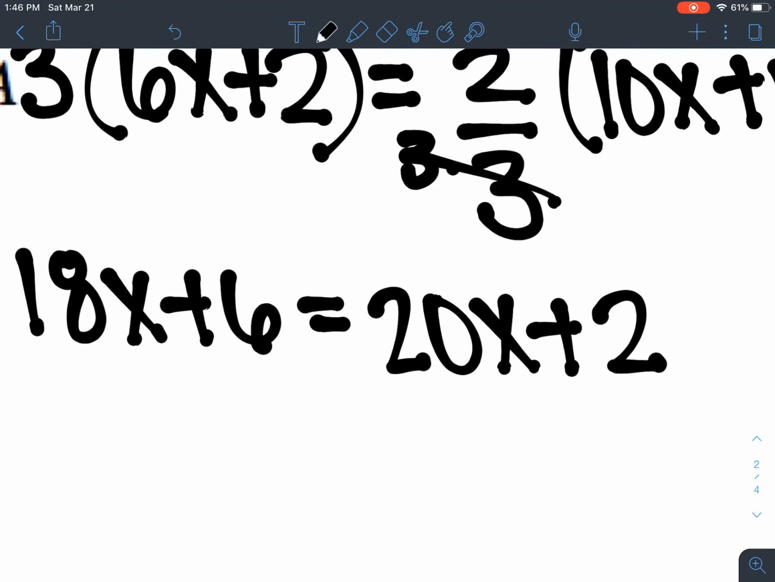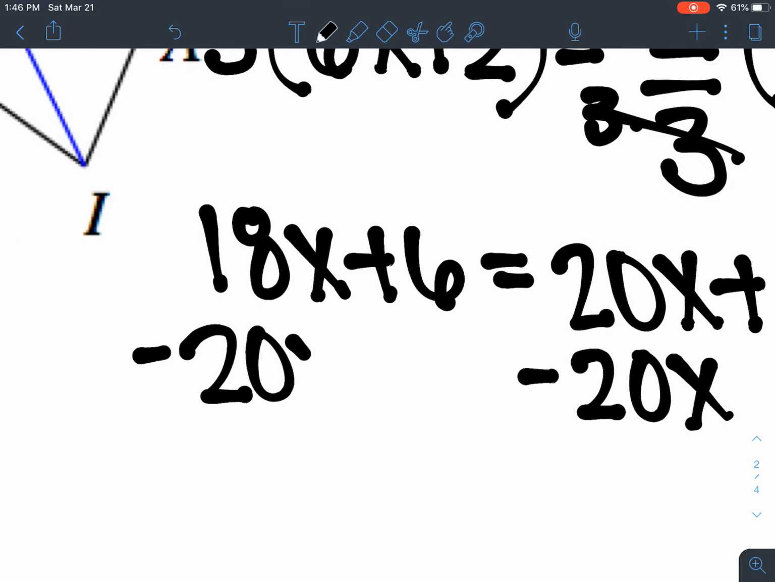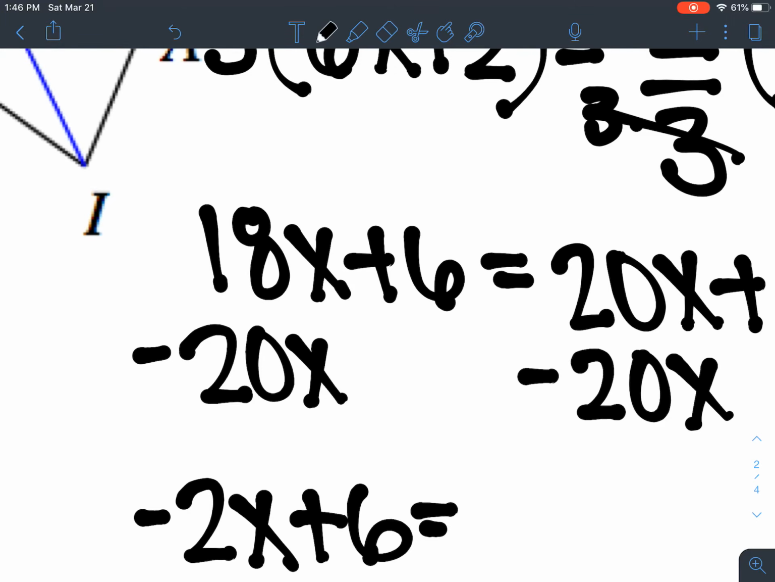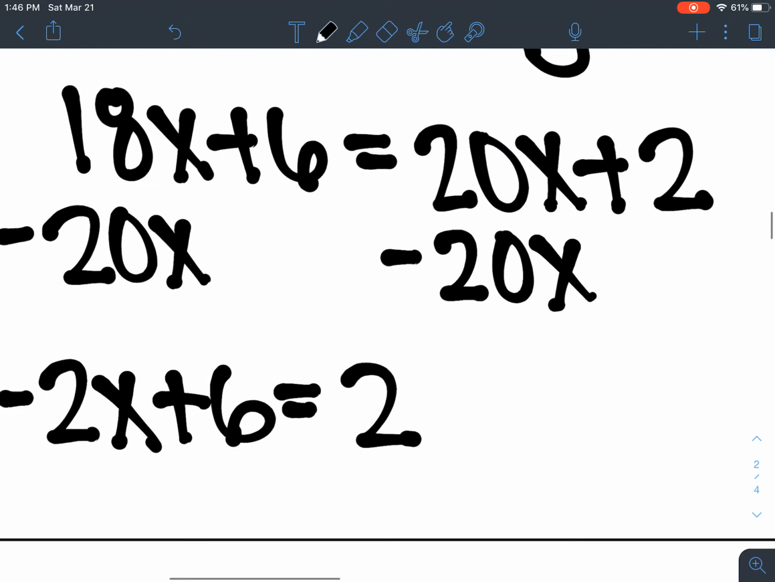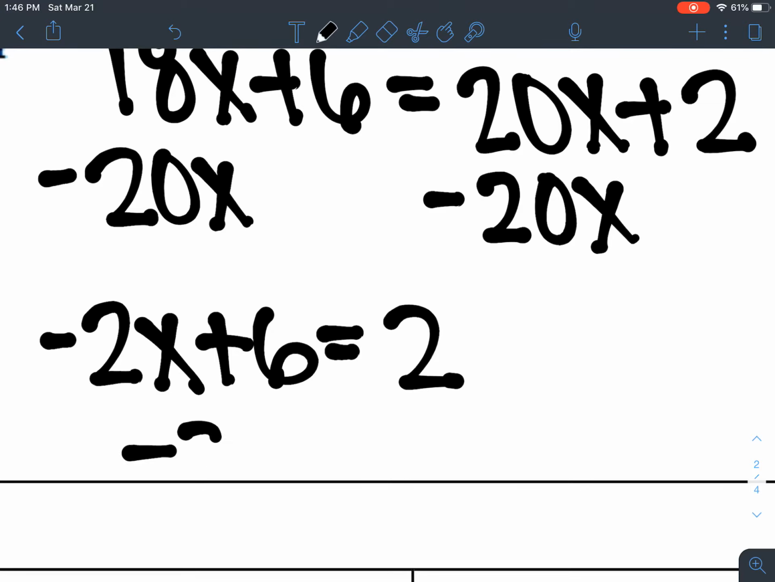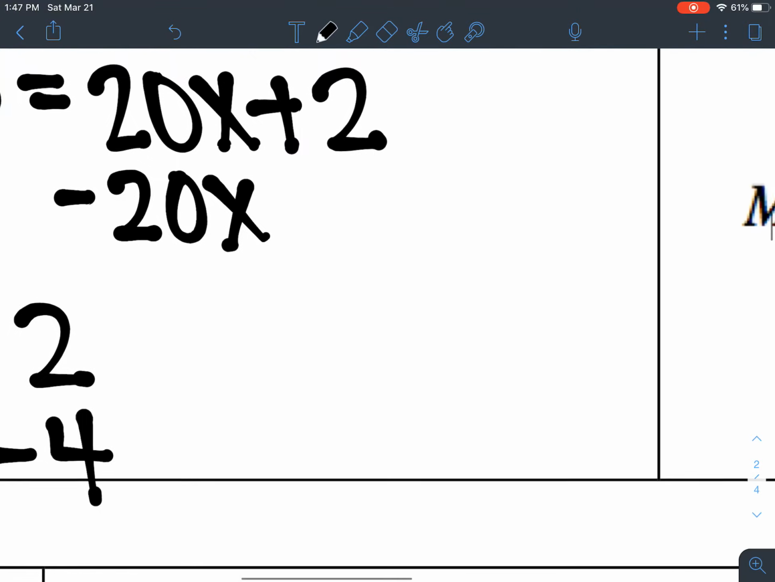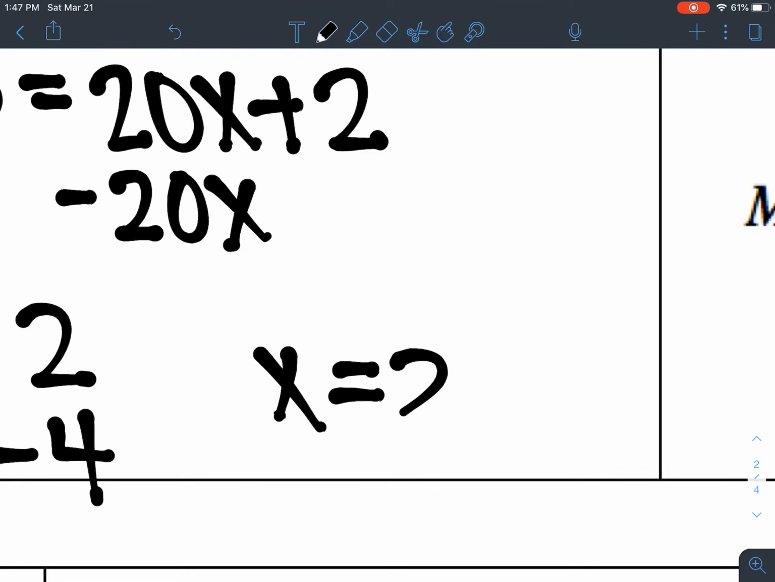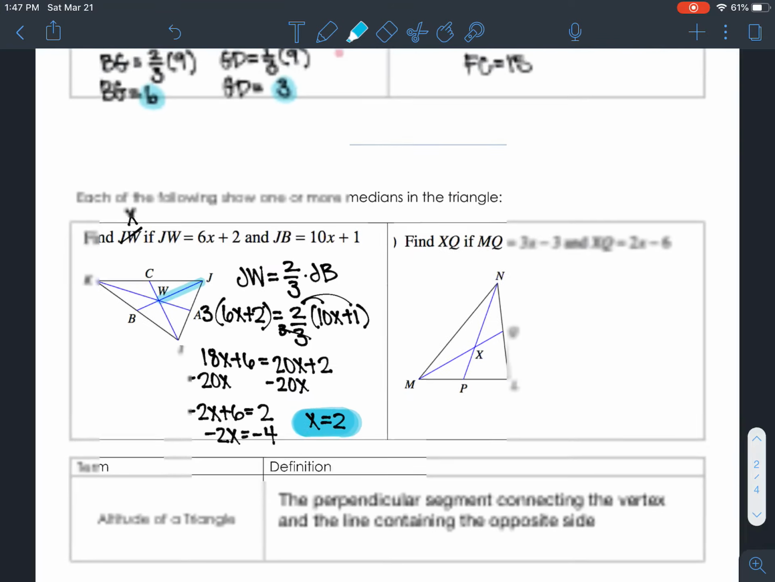Solving it, I'm going to move my 20x over, subtracting out the 20x. I get negative 2x plus 6 equals 2. Subtract out the 6. Negative 2x is equal to negative 4, which means that x is equal to positive 2. All right, so it's a 2/3, 1/3 kind of game.